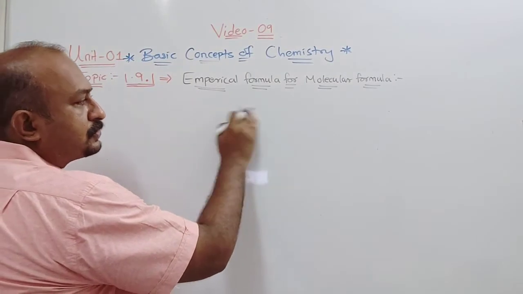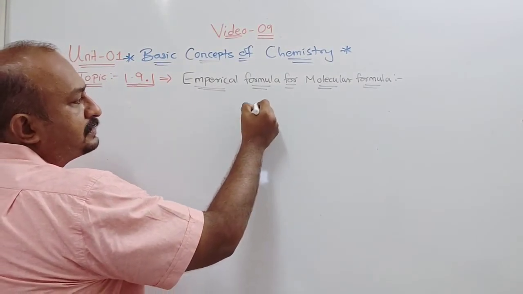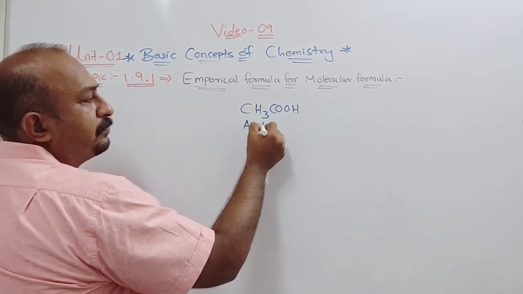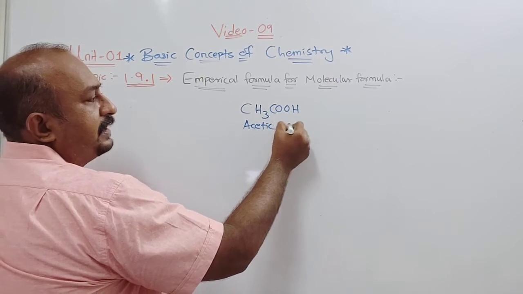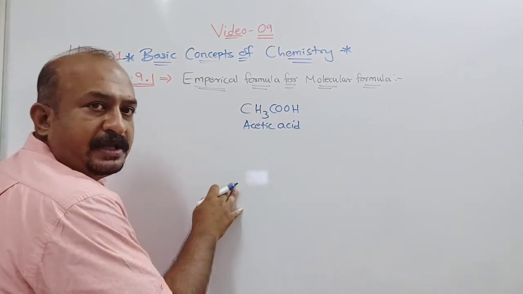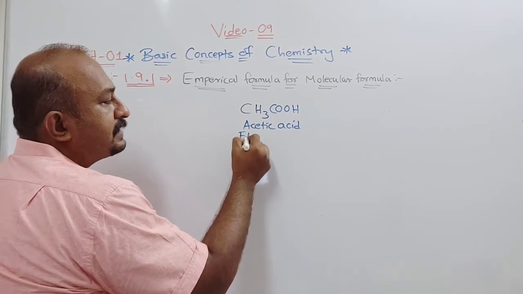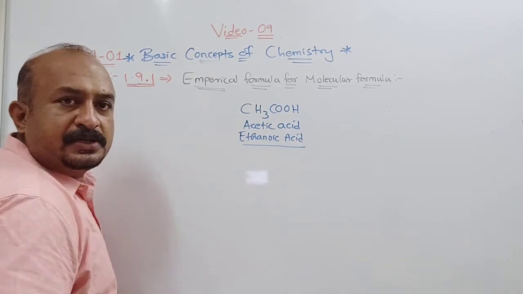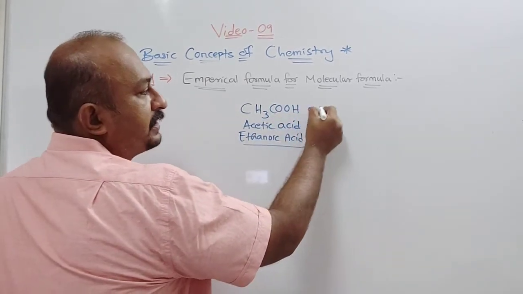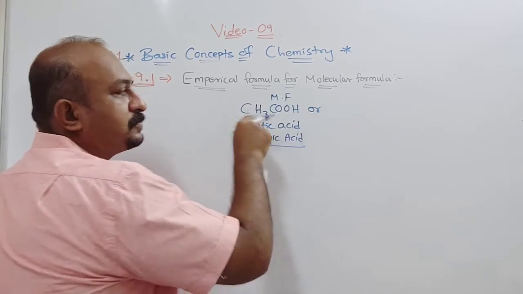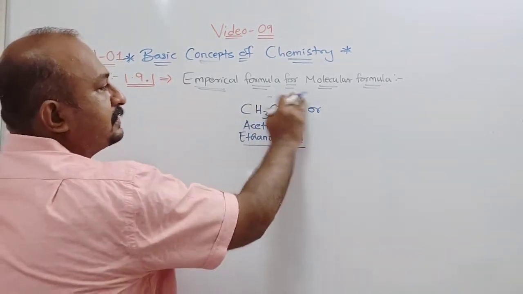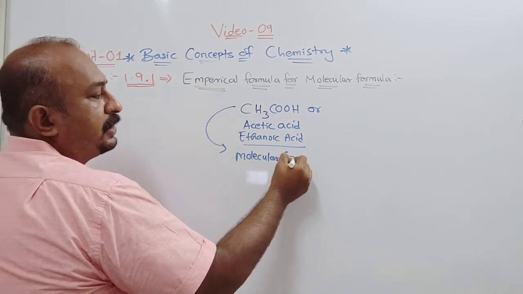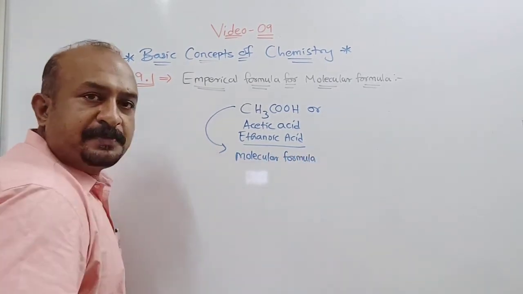Of glucose you can take, or CH3COOH. I think you know this. This is an example of the molecular formula of acetic acid. In organic chemistry there is the IUPAC name. If you write, we can call it ethanoic acid. Which acid? Ethanoic acid, if you remember. Understood? Now this same thing can also be written. Now this is which formula? This is the molecular formula. Understood this part?